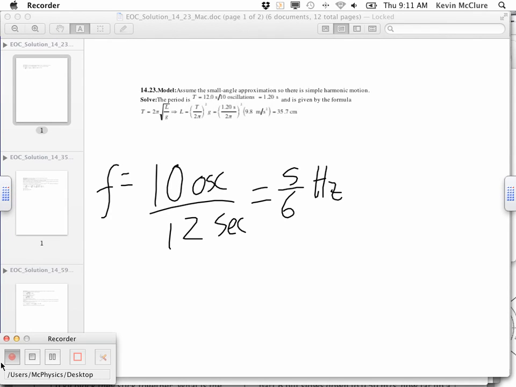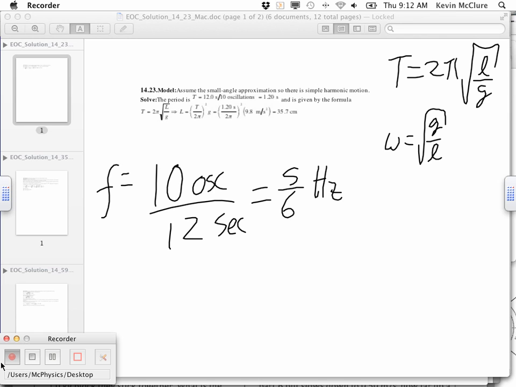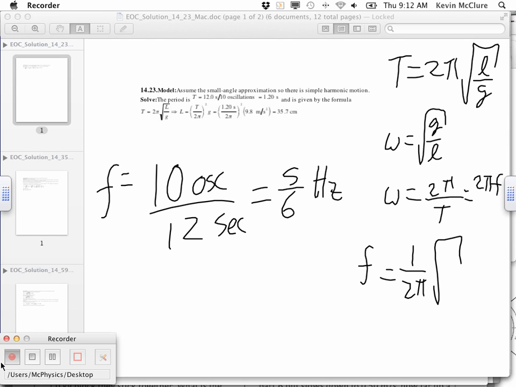So it's 5/6 of a hertz, and then we're supposed to find length. So then yesterday we found this T = 2π√(L/G). This equation comes from the fact that ω is the square root of G over L, and then ω is also 2π over T. Well, remember, ω is also 2πF, right? So if I put these together, we get F is equal to 1 over 2π times the square root of G over L.